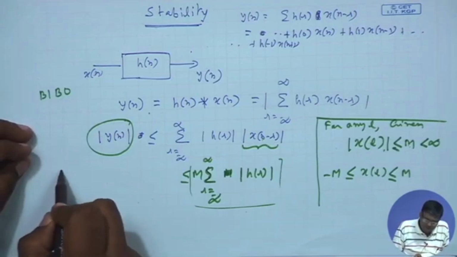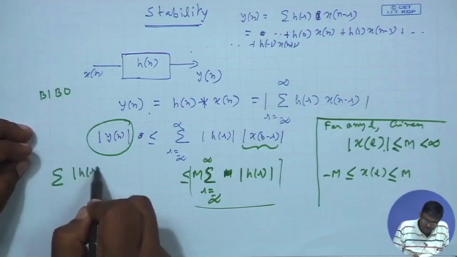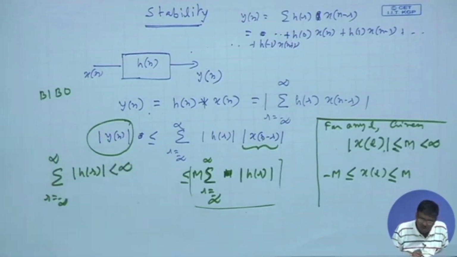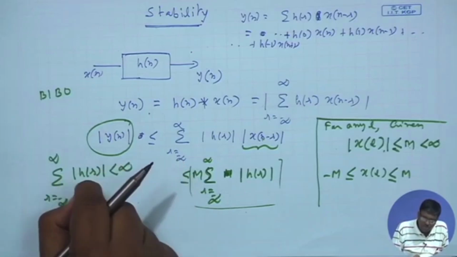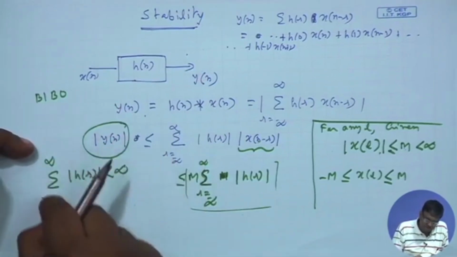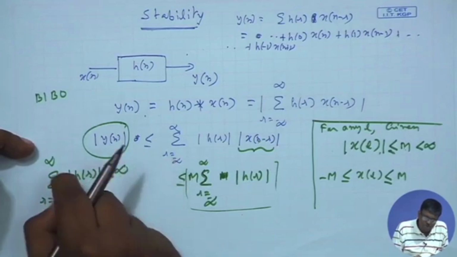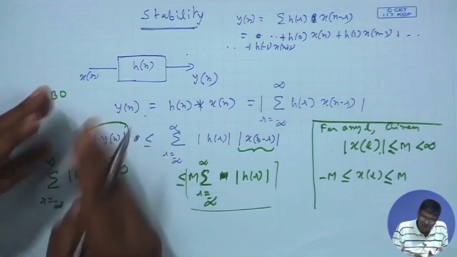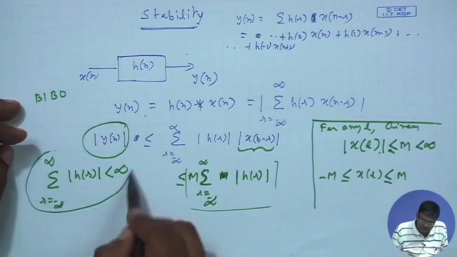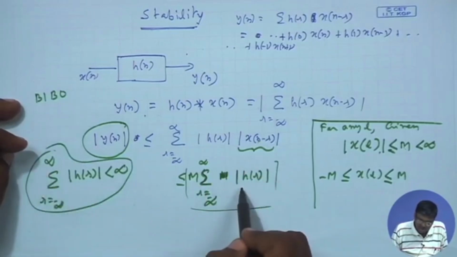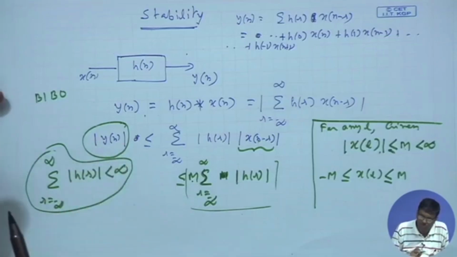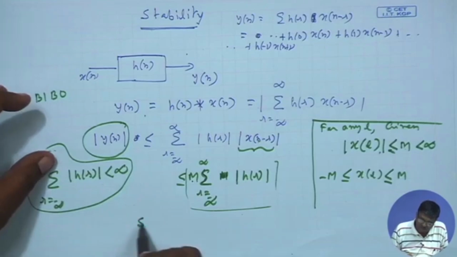So that means this is a condition. The absolute value of every sample of the sequence h n, summed over all the samples, should be summable. That is, when you sum, you should get a finite number. If this is finite and this is finite, the product is finite, then it is guaranteed that mod y n also will be finite, it will not shoot up to infinity. But this is a sufficient condition.